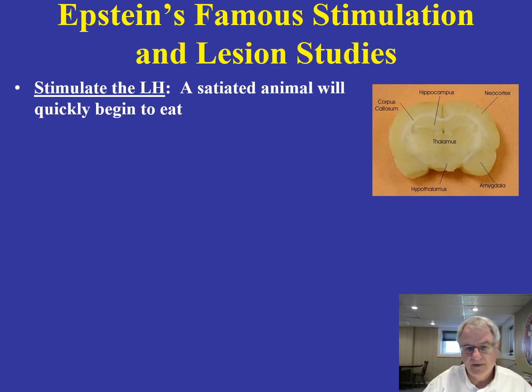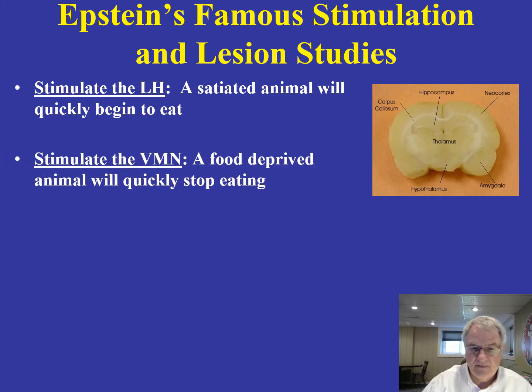So, for example, one of the things that he does is he takes an animal that's just recently had its fill, it has eaten for a period of time and is now stopped, and the animal's satiated. And what he had done is to place an electrode down into the lateral hypothalamus. And again, here's the location of our hypothalamus that we see right here. A satiated animal, even though for all practical purposes it's not hungry, when he stimulates the lateral hypothalamus, the animal starts to eat.